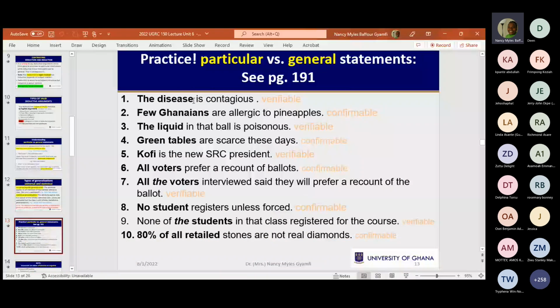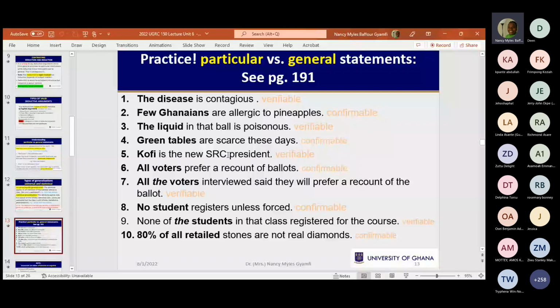You see, the disease is contagious. The disease, specific, particular, countable. So we verify that. You see the word verifiability, confirmability in unit 7. If you are reading ahead, it will come out for you. Few Ghanaians. This one, the set is general, but it has been qualified. I've left some members out. So this is a statistical generalization. The liquid in that ball is poisonous. The liquid in particular. Green tables are scarce these days. Green tables of all times, all places. It's a generalization. A universal generalization.